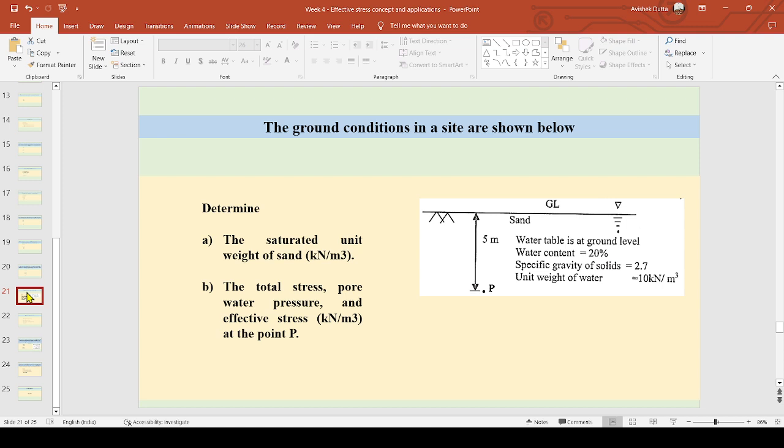Now in these conditions, we have to find out the saturated unit weight of sand using a formula, and then using that, find out the total stress, pore water pressure and the effective stress at the point P.